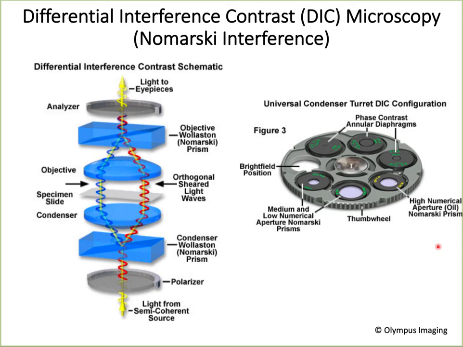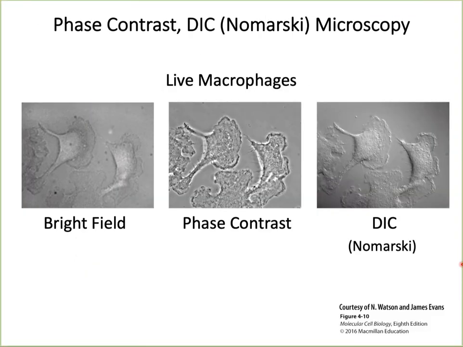And in reality, the phase contrast, differential interference, or Brightfield microscope can all be built into a single microscope itself. So you can see that this is a universal condenser turret, which is attached in the middle, and you can just rotate these under the condenser to have Brightfield, Nomarski interference, or phase contrast microscopy at your discretion. So let's compare the images from these microscopes.